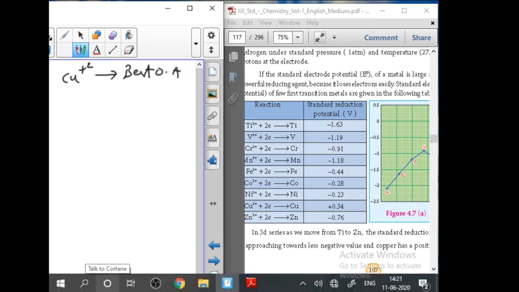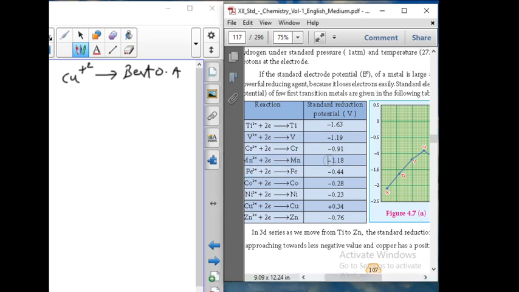Generally the values are in regular decreasing order. Here, manganese you can observe is minus 1.18, but zinc is minus 0.76. The remaining values are all decreasing: minus 1.63, minus 1.619, minus 0.91. There is a regular decreasing order, but only two elements show irregularities, that is Mn plus 2 and Zn plus 2, which have no regularity in the decrease of their electrode potential.